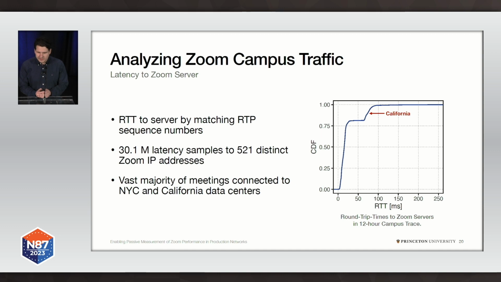And even here in this latency curve, you can see exactly this. This probability mass roughly corresponds to the calls that are being connected to servers in California. And this here would be New York City.